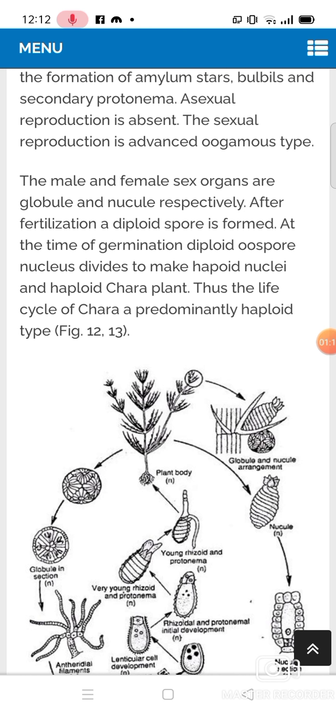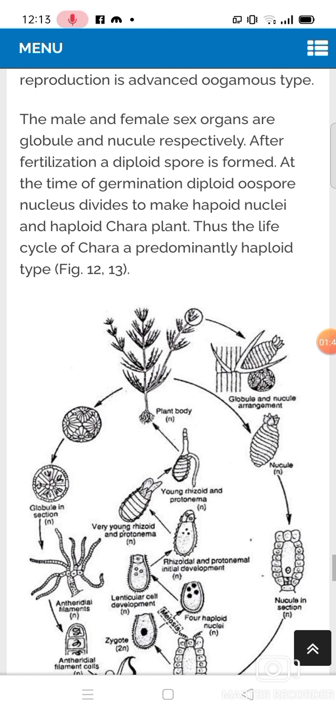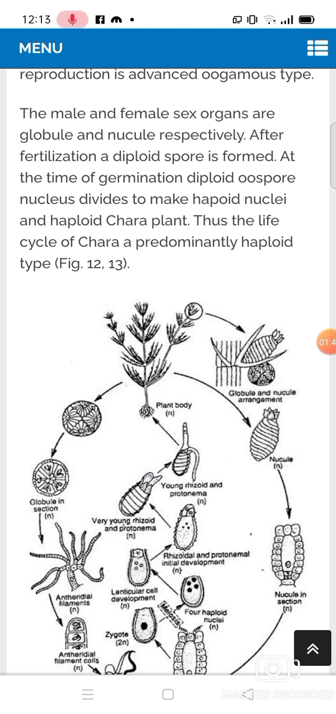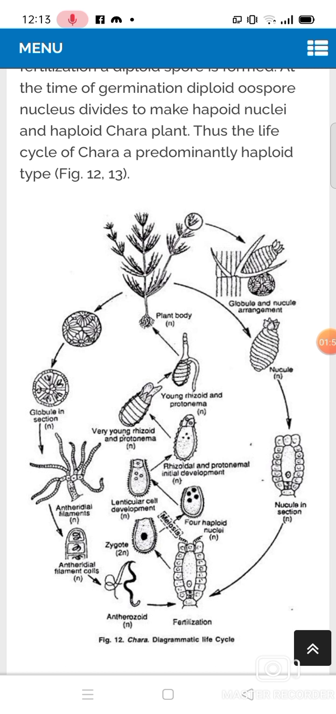When the diploid oospore cell goes into further meiotic divisions, it ultimately forms a haploid Chara plant, because meiosis forms haploid cells. Thus, the life cycle of Chara is predominantly haploid. You can see that the plant of Chara is haploid and only its zygote is diploid, so you can say that Chara is a predominantly haploid type of plant, or it has a haploid type of life cycle.